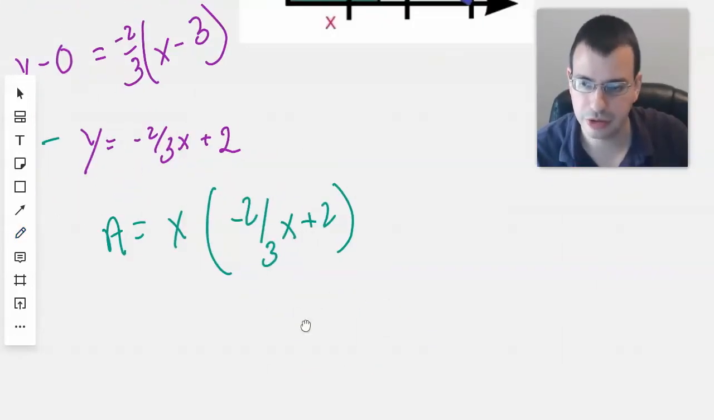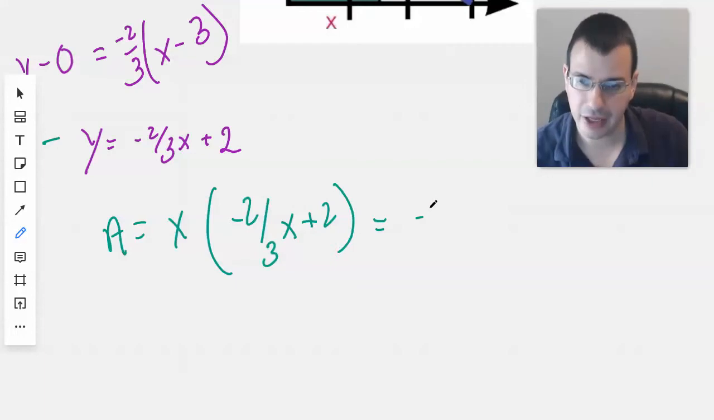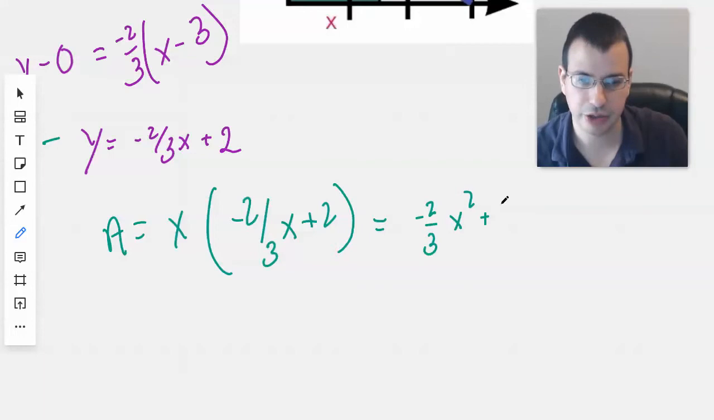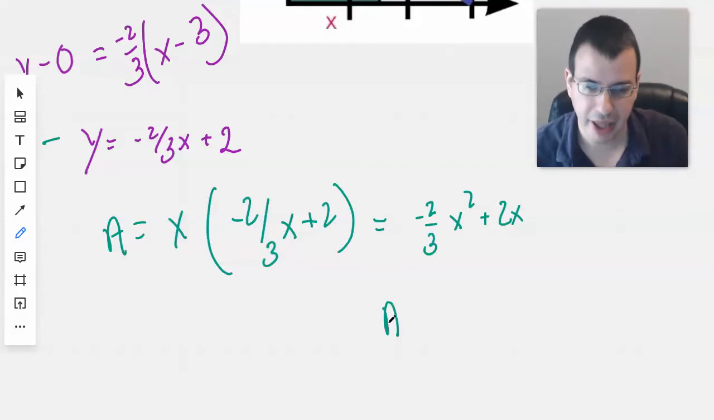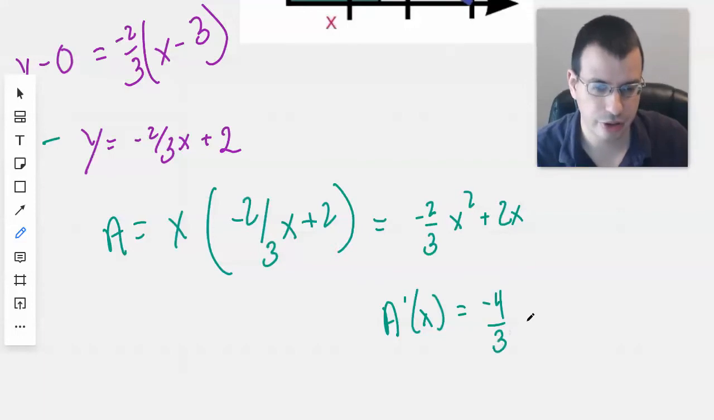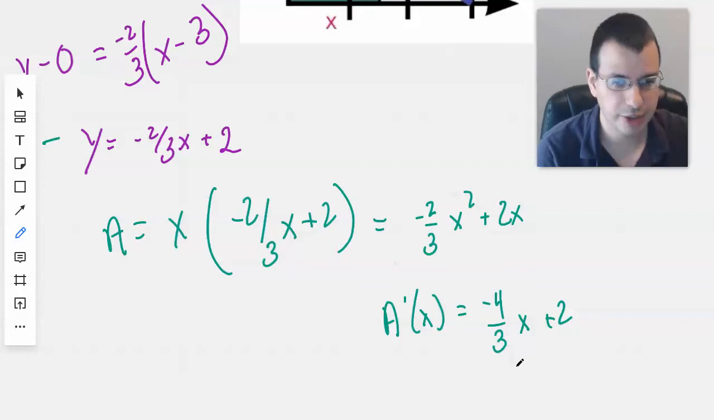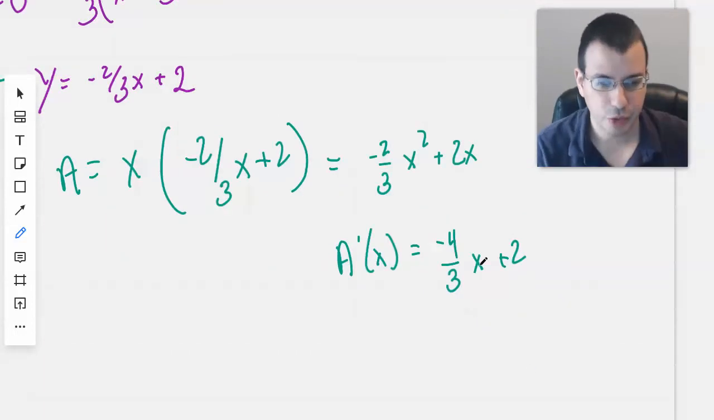Negative 2 over 3 still, but now we have x squared plus 2x. The derivative with respect to x is negative 4/3 x plus 2. We just took the derivative. So the 2 came down, and we were left with 1.